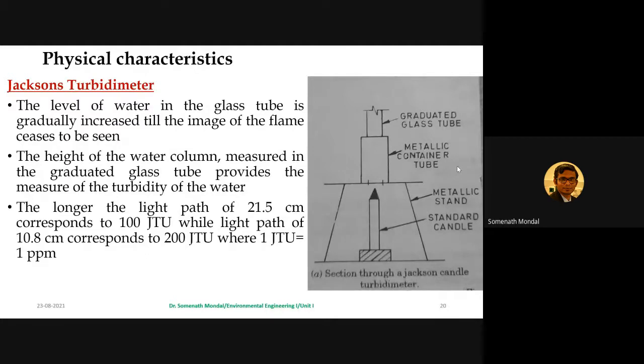Now the level of water in the glass tube is gradually increased till the image of the flame ceases to be seen. Right? So the height of the water column measured in the graduated glass tube provides the measure of the turbidity of water. Though these are not direct methods, they are conventional ones, and they have been used for several decades. A light path of 21 centimeter corresponds to 100 JTU, that is Jackson turbidity unit, while a light path of 10.8 centimeter corresponds to 200 JTU, where 1 JTU is equal to 1 ppm.